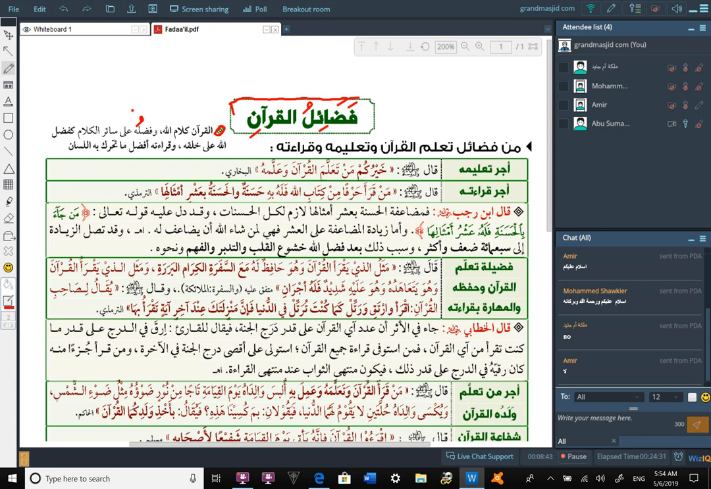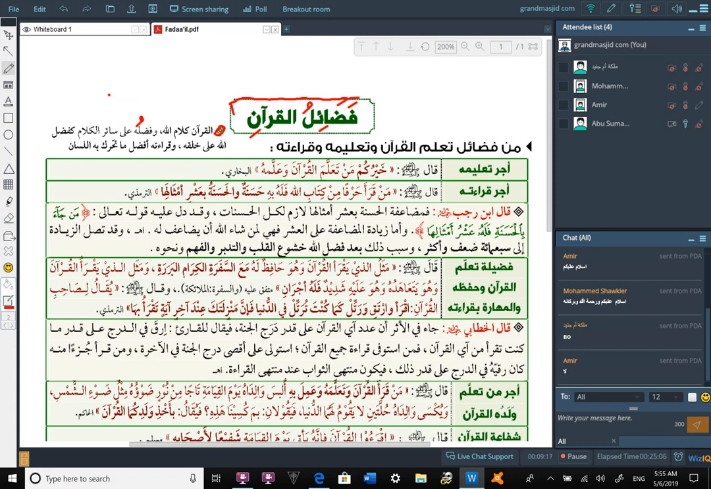The origin of nouns and verbs, if there's nothing in front of them, is that they're going to be marfu'. There's no particle of nasb or jazm or jar, and this is a noun, so there cannot be a particle of jazm, but I'm just saying that there is no particle in front of it to change it. So wafadluhu, and its virtue, its status, its special quality, ala, over or upon, sa'iri.